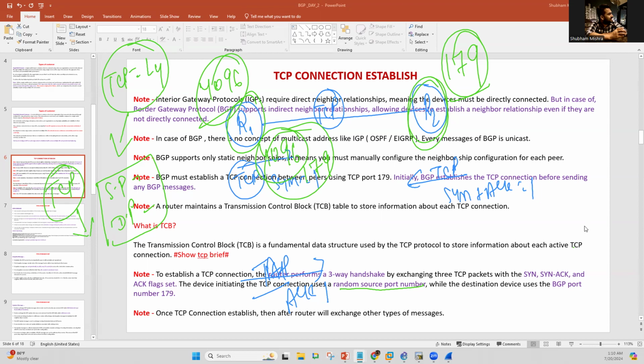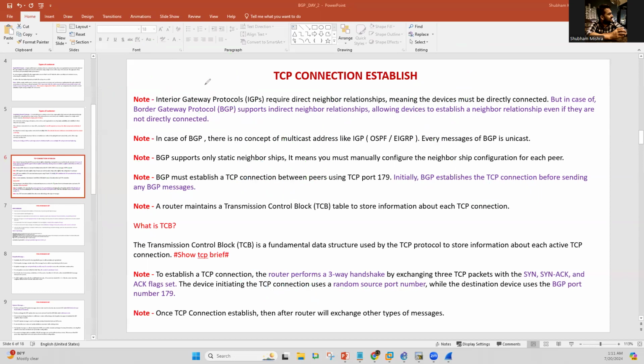If you don't have doubts, tell me one thing. This is R1 and this is R2. Let's suppose R1 is sending the TCP packet. So definitely R1 uses a random port number. Yes or no? I told you these things. Now the question is, how will R1 decide on a random port number? How will a router decide on any random port number? Any idea?